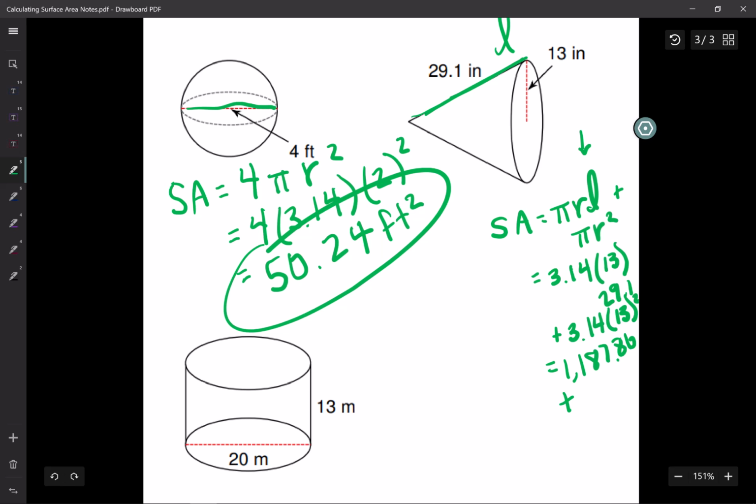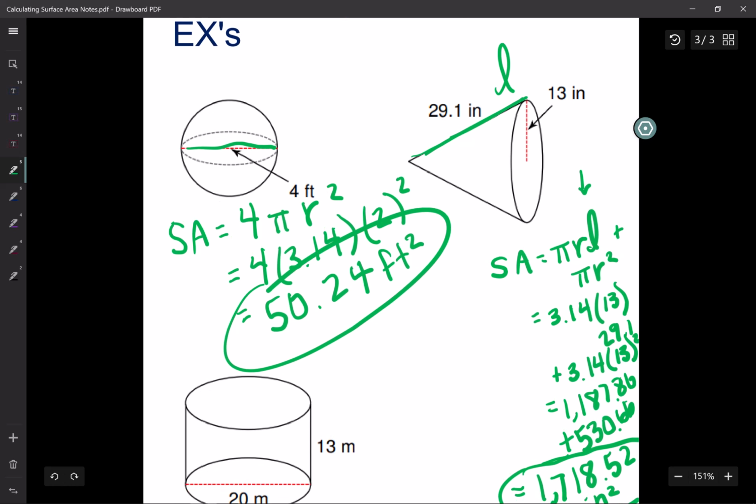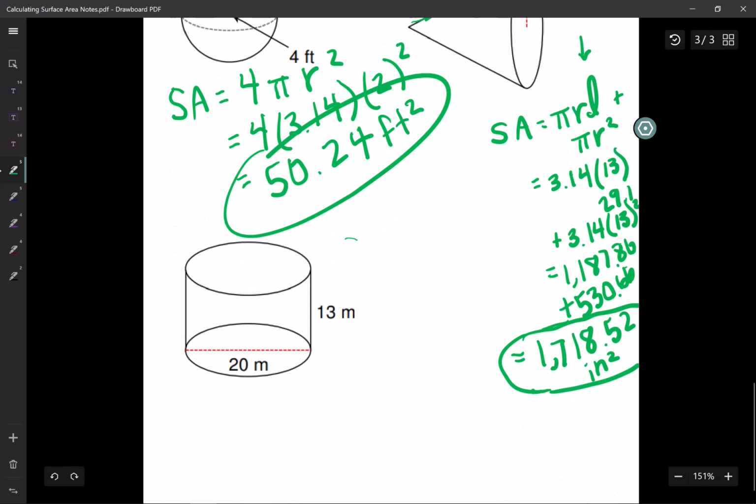And then I add that to the area of the circle, the base. So that's 3.14 times 13 times 13, because it's 13 squared. That's 530.66. If I add these two values together, I get about 1,718.52 inches squared. Okay, so it looks like a lot, but all you're doing is plugging in values into a formula. Okay, and last but not least, let me do the surface area of a cylinder.